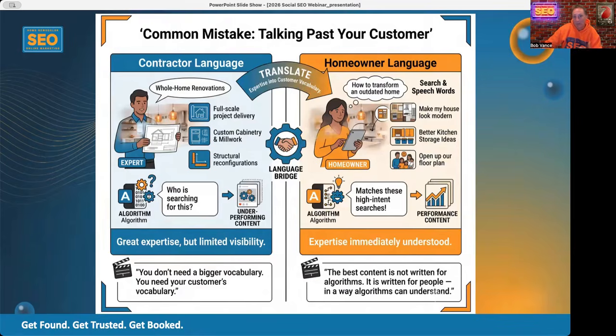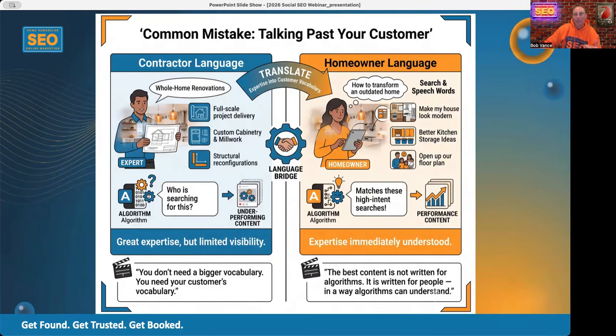Very big distinction here. So, illustration, contractor says, we specialize in whole home renovations, but a homeowner searches how to transform an outdated home. Okay, those are completely different. Or a contractor might say custom cabinetry installation. Seems pretty straightforward, but homeowners are probably searching kitchen storage ideas. They're not thinking about custom. They're not thinking about the installation part of it. Those aspects, those words within the keyword don't really mean as much to the homeowner as the contractor thinks they do.